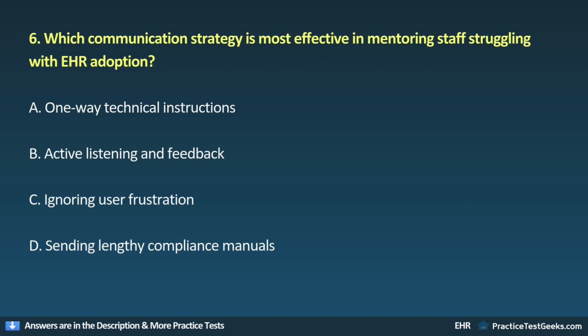6. Which communication strategy is most effective in mentoring staff struggling with EHR adoption? A. One-way technical instructions. B. Active listening and feedback. C. Ignoring user frustration. D. Sending lengthy compliance manuals.